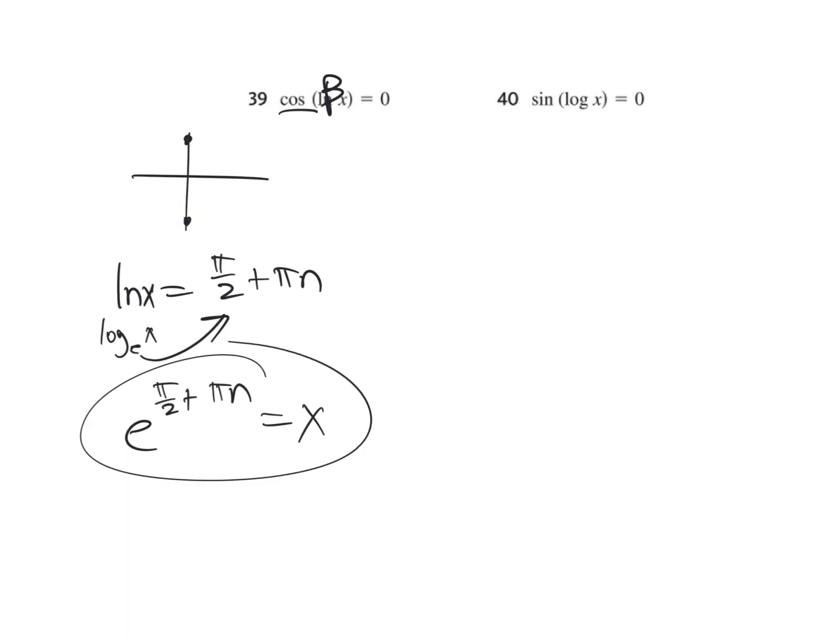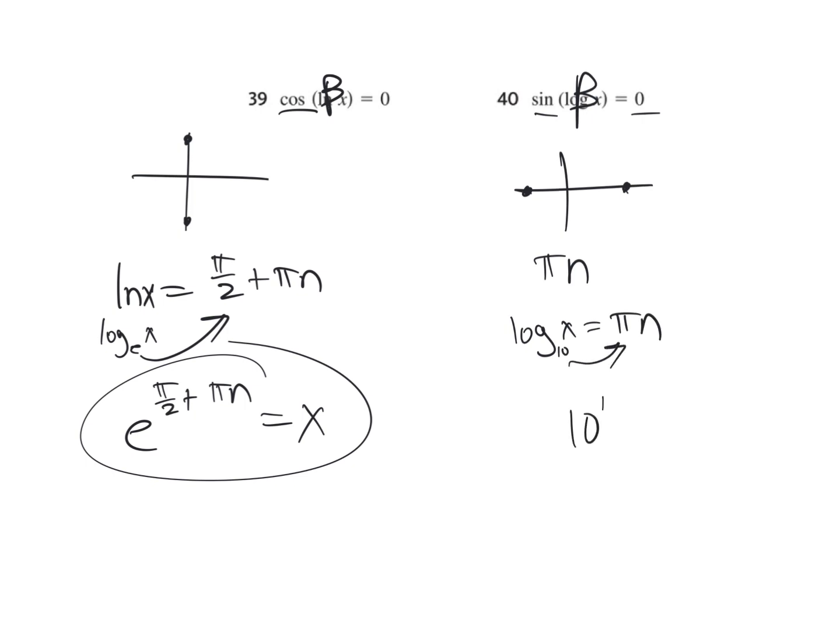Number 40, that's beta. So where does the y value equal 0? Y is 0 at these positions. So again, that's just pi n. Okay, so what do we have? The log of x equals pi n. That's base 10, so 10 to the pi n equals x. And that's your answer.